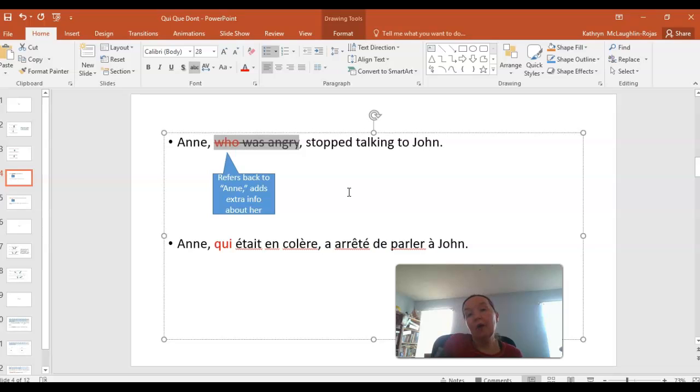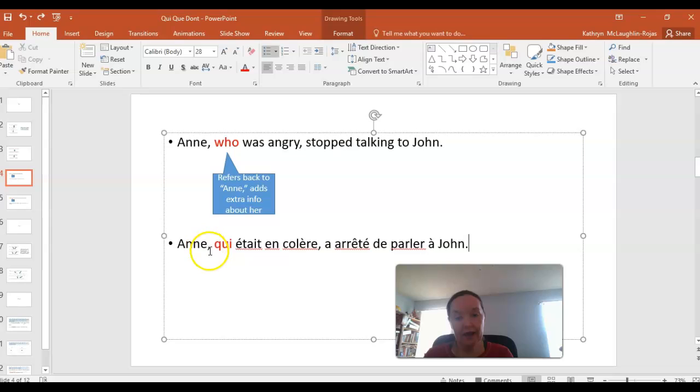But maybe I want to add a little extra information about her, so I can add in between commas, Anne, who was angry, stopped talking to John. Okay, so I can use who to refer back to her. Who was angry. Notice it's followed by a verb in English. Okay, same thing in French. Anne, qui était en colère, a arrêté de parler à John.